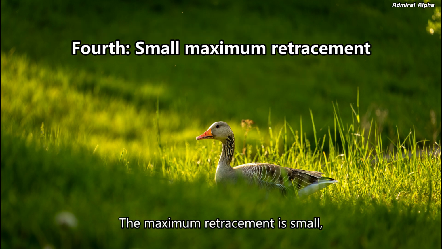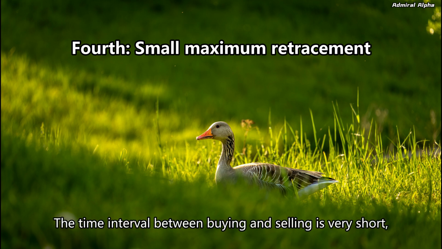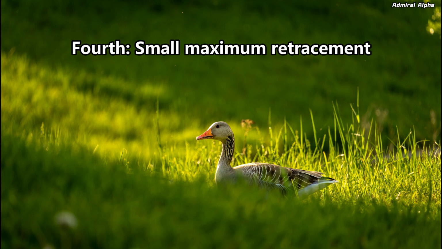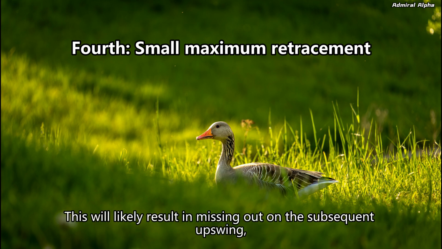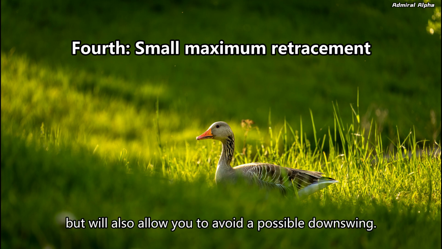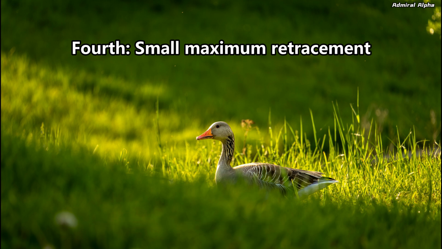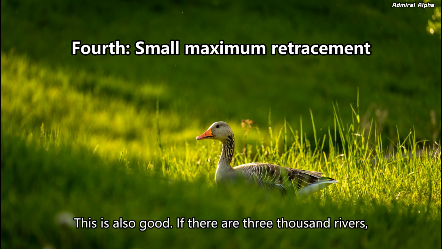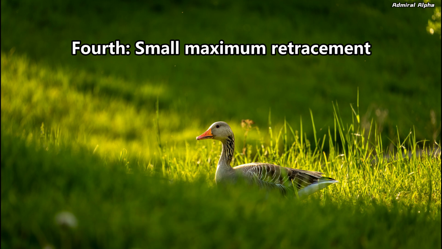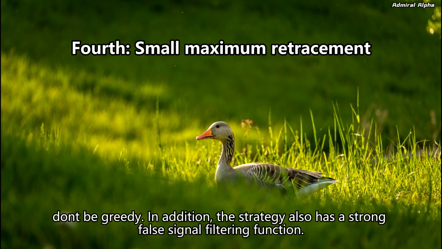Fourth, the maximum retracement is small. Since this strategy is a short-term strategy, the time interval between buying and selling is very short, often only 1 or 2 days. This will likely result in missing out on the subsequent upswing, but will also allow you to avoid a possible downswing. The maximum drawdown is well controlled. This is also good. If there are 3,000 rivers, just scoop one ladle. Quit when you are ahead, don't be greedy.